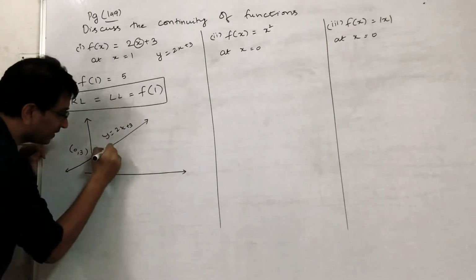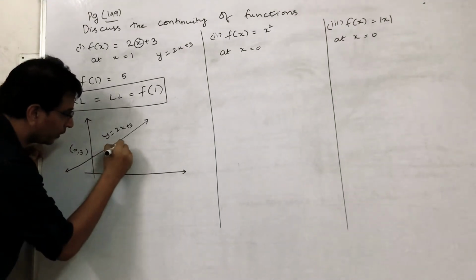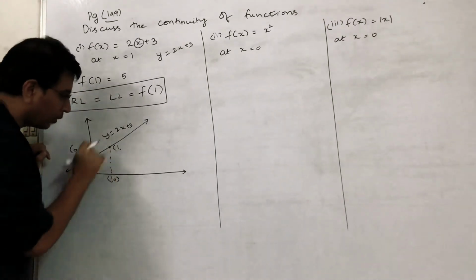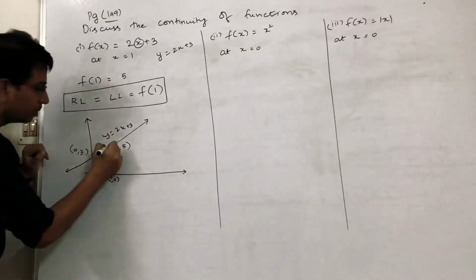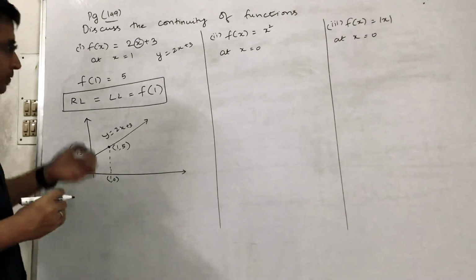What is the point at x is equal to 1? 1 is somewhere over here. So at x is equal to 1, what is this point going to be? The point on the x-axis is (1, 0). The point on the graph is going to be (1, 5). So if you observe the graph, you can say that it is continuous from both sides.